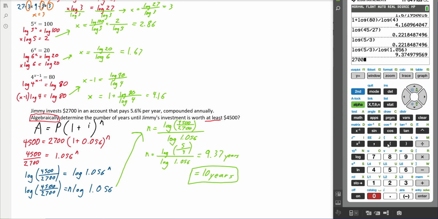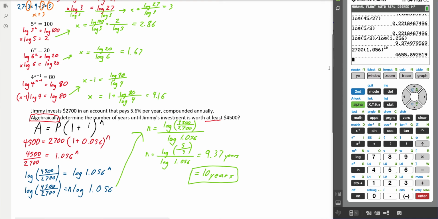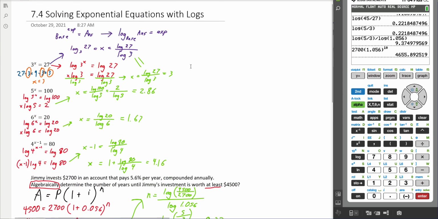2,700 times 1.056 to the exponent, and then we do 10 years. Will it work? Yes. If it's 10 years, it'll be more than. So that works. All right.